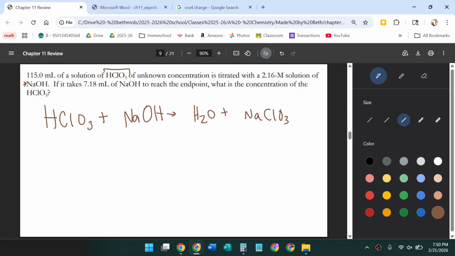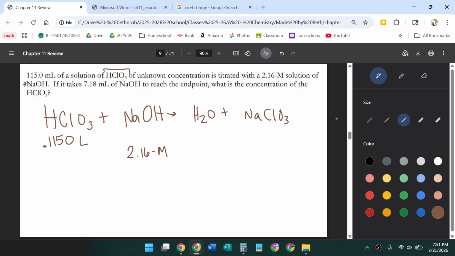All right, so for this one, what do we know? We know that we have 115 milliliters of this one. Let's go ahead and just put that in liters. I'm going to keep my 0 because it's significant. And then it tells us 2.16 molarity of this other one. I'm going to put my 2.16 M a little bit lower so that my liters can stay lined up.